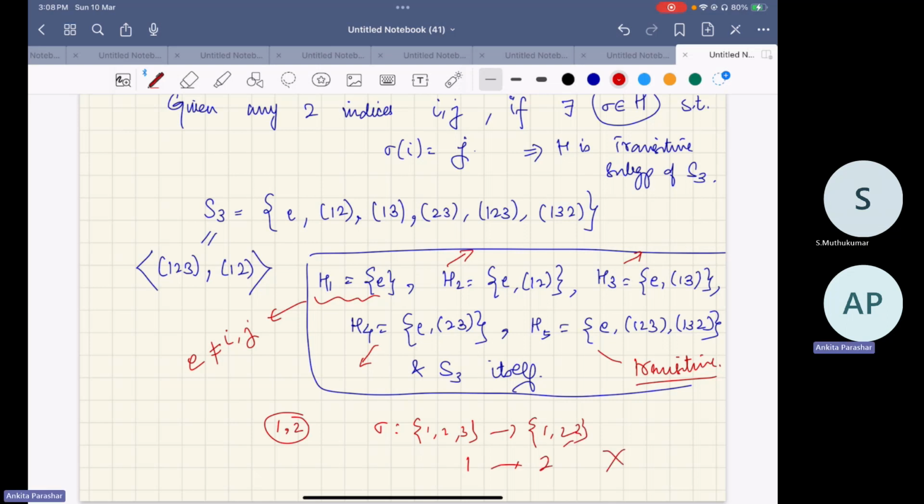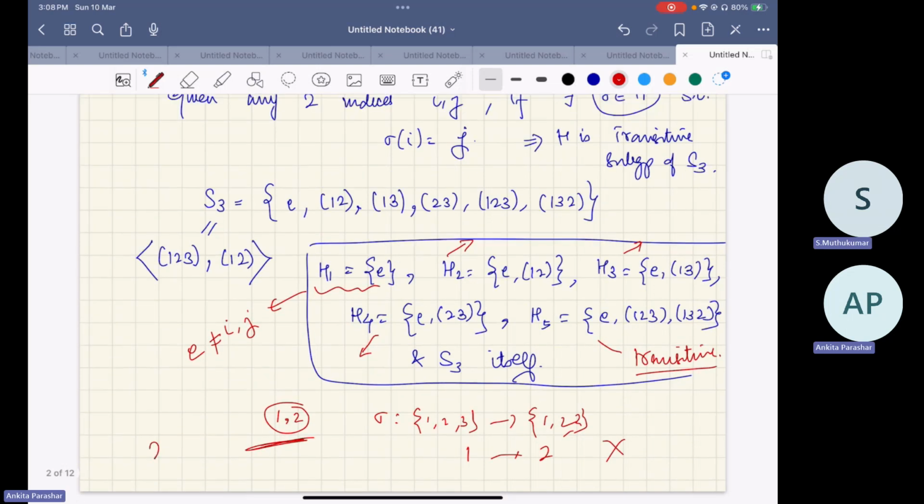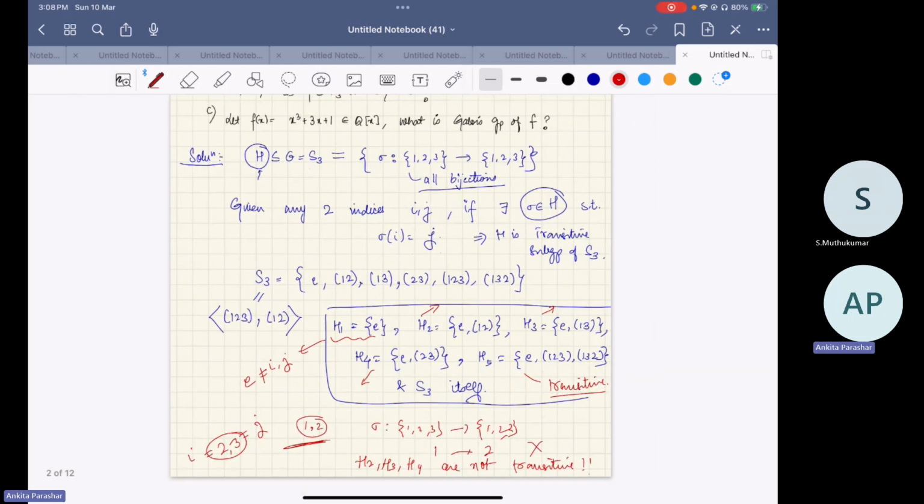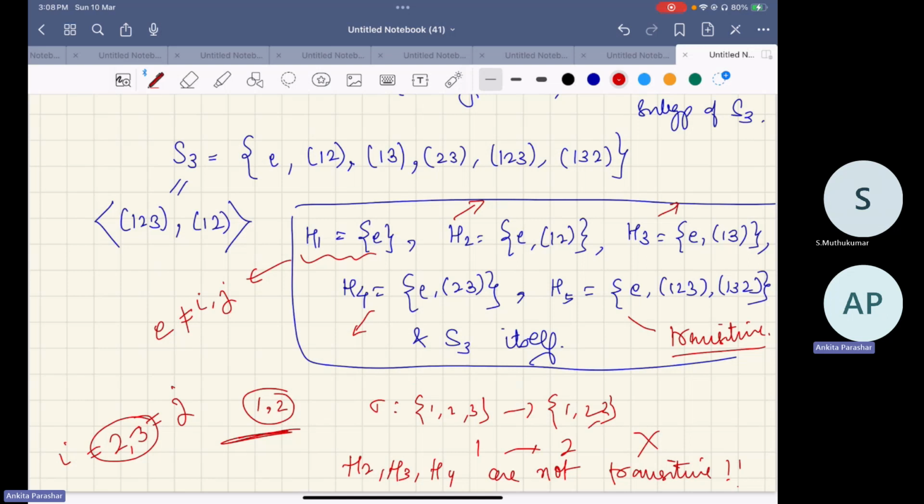Same for H3. The same pair will work for H3, right? And in this pair of I and J, you choose this to be I, this to be J. That will serve the purpose for H2, in order to say that H2, H3, H4 all are not transitive. Okay, right? So therefore, the only possibilities for a transitive subgroup are H5 or S3.